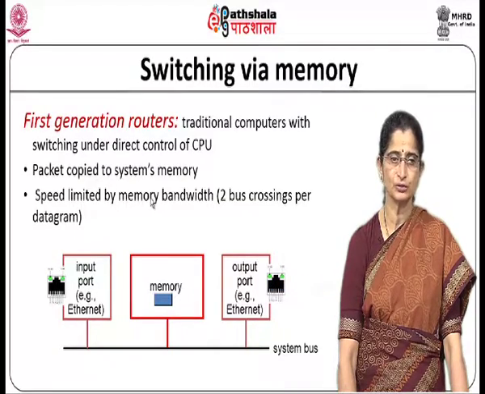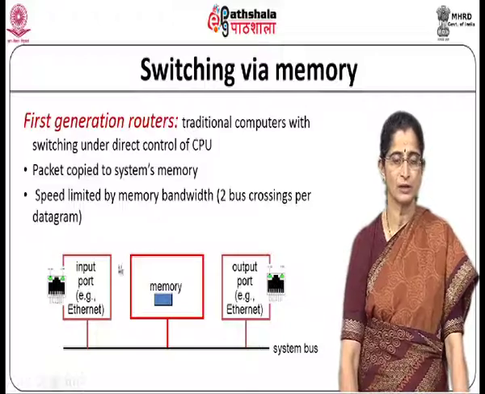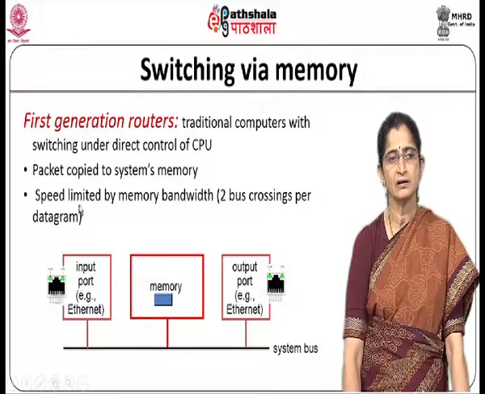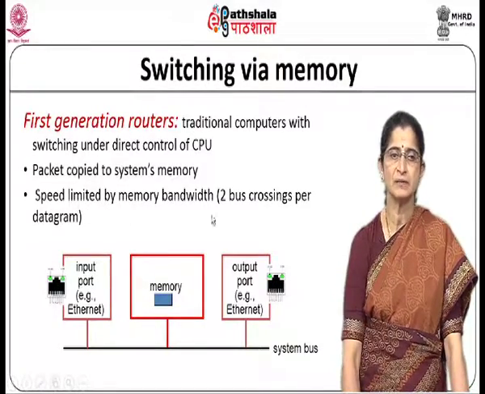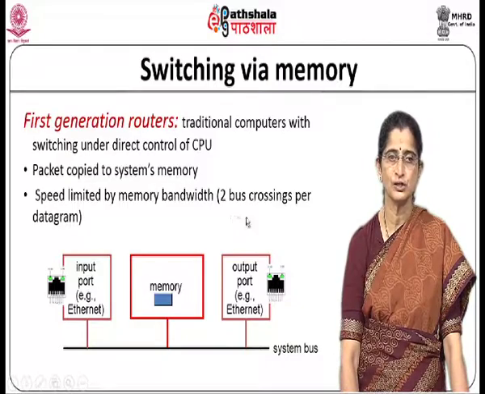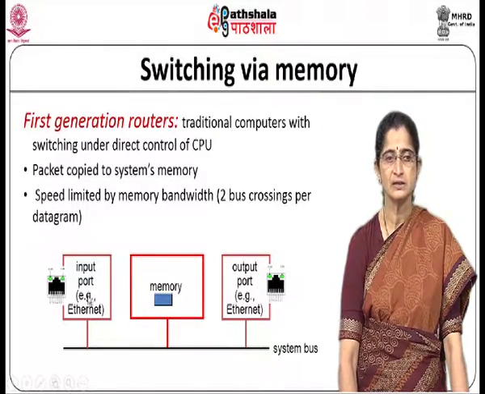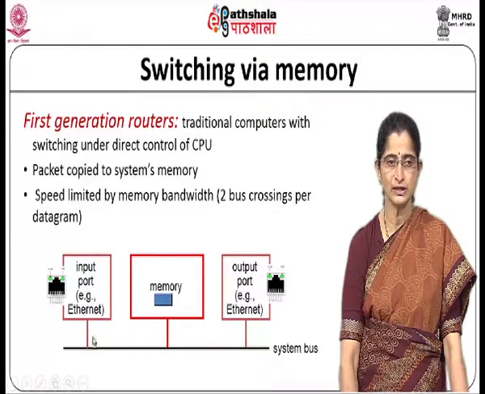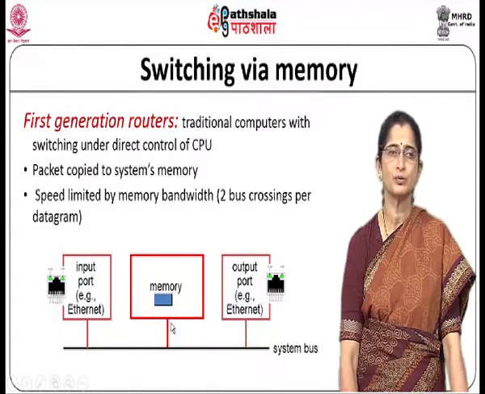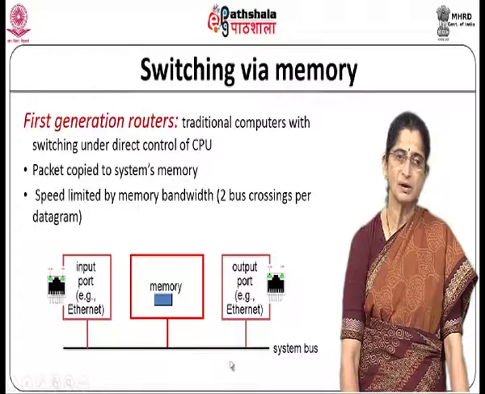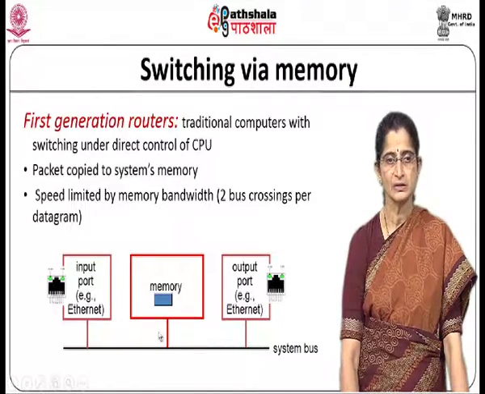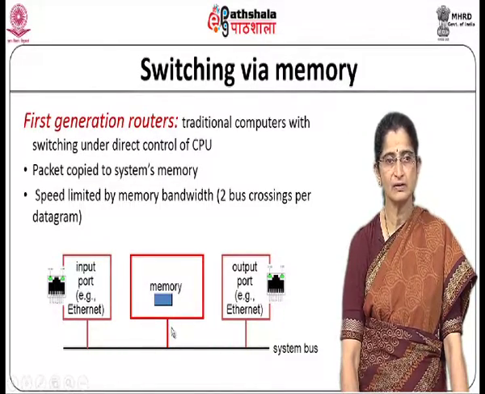So, and then it gets sent out through the output port. So, this is basically what will happen, and here you can see that the speed will be limited by the memory bandwidth that you have, because you need to have 2 bus crossings per datagram. That is, for every datagram that comes in, as we saw, it has to come through the bus from the input port to the memory, and then from the memory to the output port. So, there are 2 times that every packet will have to be sent through the bus.